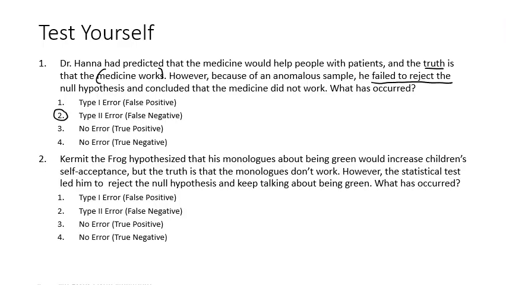Kermit the Frog hypothesized that his monologues about being green would increase children's self-acceptance. But the truth is that the monologues don't work. It doesn't make any difference on children's self-acceptance. However, the statistical test led him to reject the null hypothesis and keep on talking about being green. What has occurred? Well, in this case, he rejected the null hypothesis. He thought that his monologues about being green were actually helping. But in fact, they don't work. So the truth is they don't work, but he said they do work. This is a type 1 error, a false positive. He made the positive decision, and it was wrong. It was false.